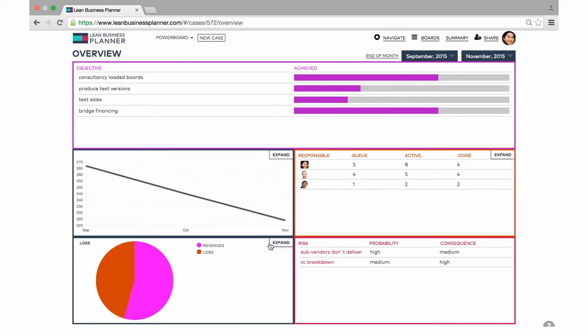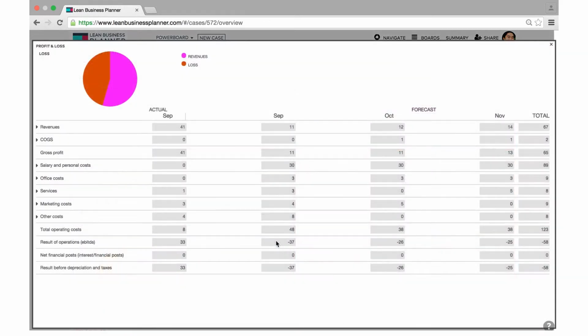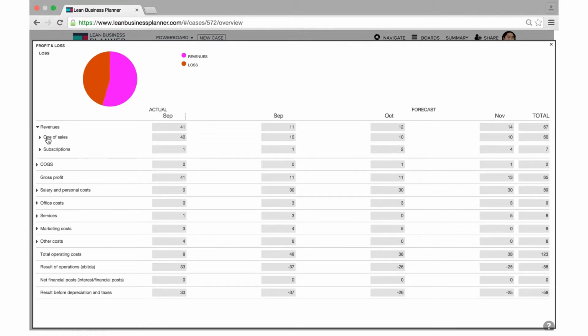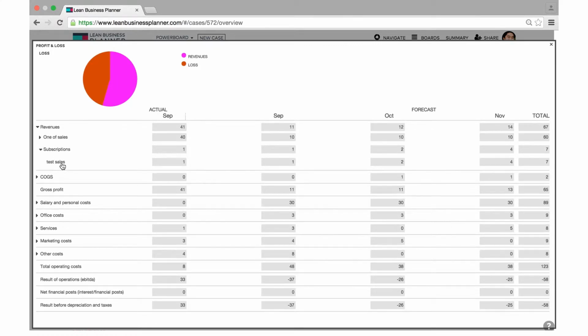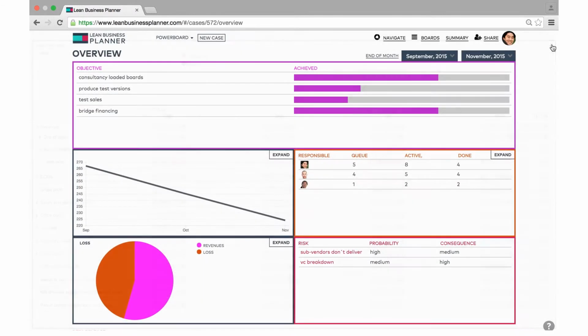Next, Mark expands the profit and loss figure to show some details. In brief, they will have a loss of $58,000 in the period. Mark says that loss is undramatic. The revenues have increased each month, and the monthly loss is smaller from month to month. He also shows that the test sales to CNET means that they have had their first dollars of revenue.